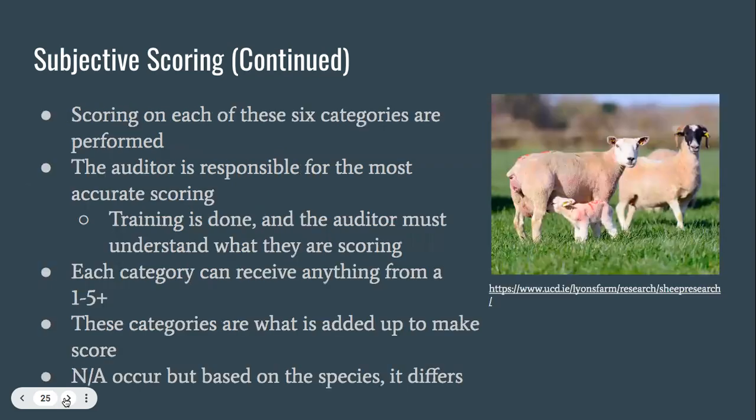And then the scoring on each of these six categories is performed. The auditor is responsible for the most accurate scoring. And then, to make sure that this is ensured, training is done, and the auditor must understand what they are scoring, what they're looking for, what they should be looking at, and what should be done. And then each category can receive anything from a 1 to a 5 plus. So they are marked on these. These categories are what is added up to make the scores, and then non-applicable occurs, but it's based on the species. So each species has a different amount of non-applicables.